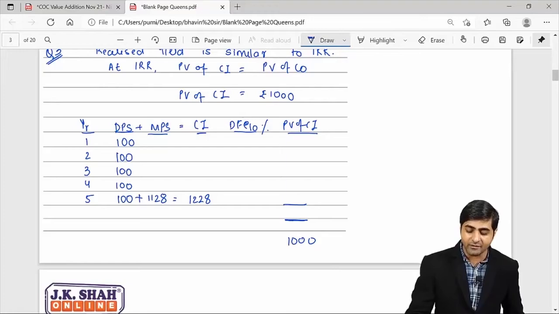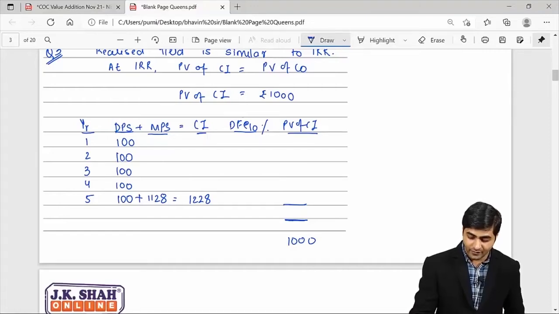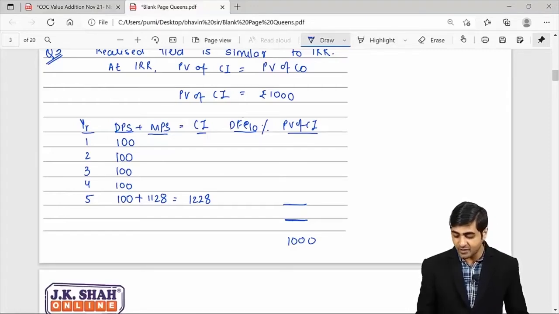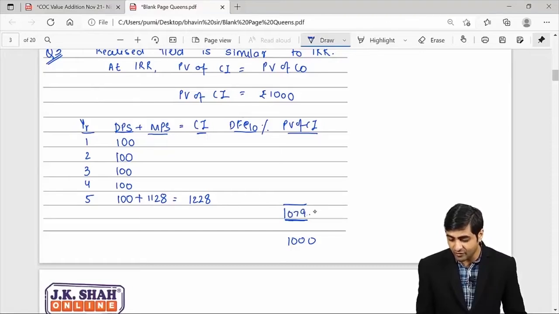Yes sir. So 1 divided by 1.1, you can multiply this by 100, 1 divided by 1.1 for 2 years discounting factor, you can multiply this by 100, 1 divided by 1.1 for 3 years discounting factor, you can multiply it by 100, 1 divided by 1.1 for 4 years discounting factor, you can multiply that by 100, and 1 divided by 1.1 for 5 years, you can multiply that by 1228, and the total of this will be ₹1079.48.